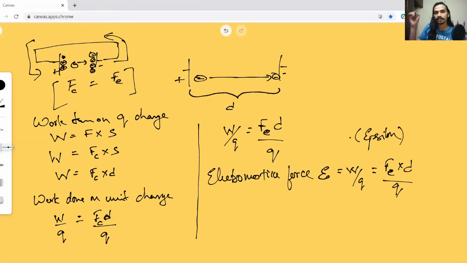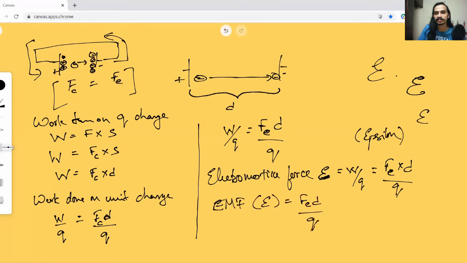It looks like a very curvy E, kind of like how we write a cursive E. Similarly, we just write it like this. This is what an epsilon symbol looks like. It's again a Greek alphabet. Actually, the bottom part you don't need to curve. Just write it like that. So electromotive force is also called EMF in short. So EMF, epsilon, is nothing but Fe d divided by Q.